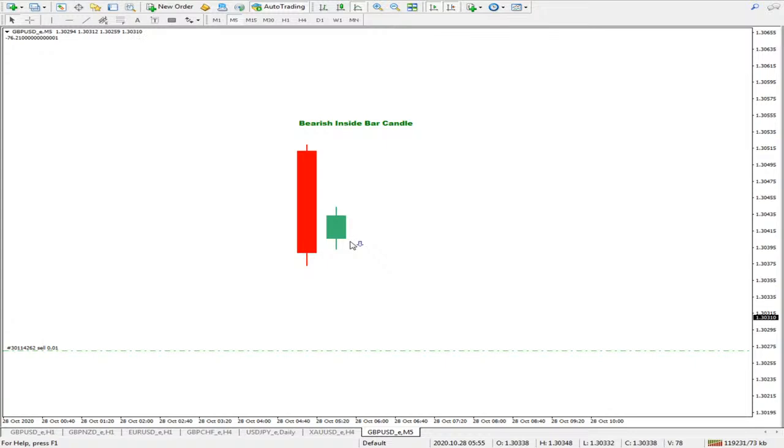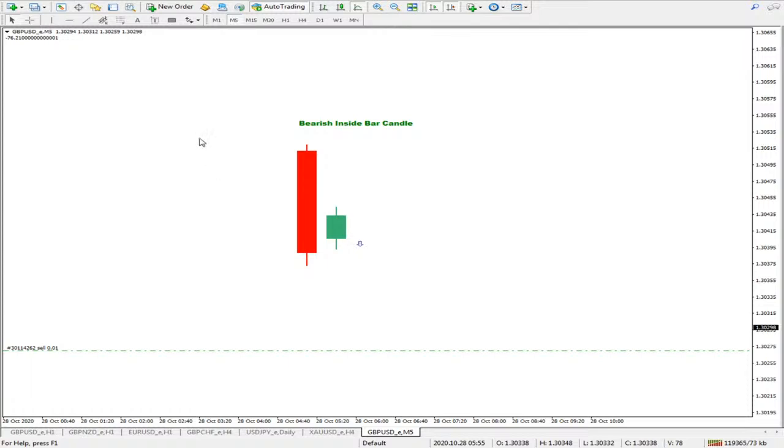So how do you trade this? First of all, let's define it. For you to say that this is a bearish inside bar candle, you look at the high and the low, and the body size of this candle and the body size of the previous candle. If the high of this candle is lower than the high of the previous one, the low of this candle is higher than the low of the previous one, and the body size of this candle is smaller compared to the body size of the previous one, and the body itself is actually inside the body of the previous one, then this becomes a bearish inside bar candle. And as I've said, what that simply means is that we are heading to the lower side.